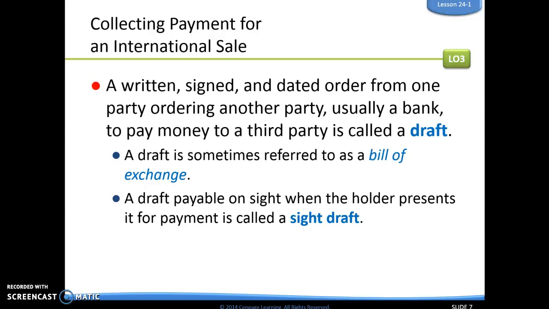A draft is a written, signed, and dated order from one party ordering another party, usually a bank, to pay money to a third party. So they do say that a draft is sometimes referred to as a bill of exchange. A draft payable on sight when the holder presents it for payment is called a sight draft. So they may offer that sight draft showing that they do have an order into the bank.